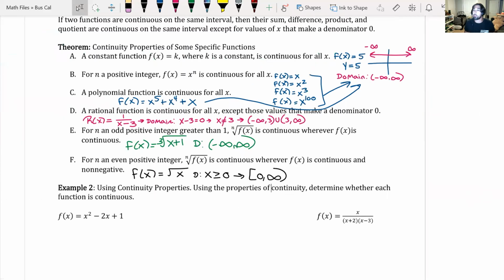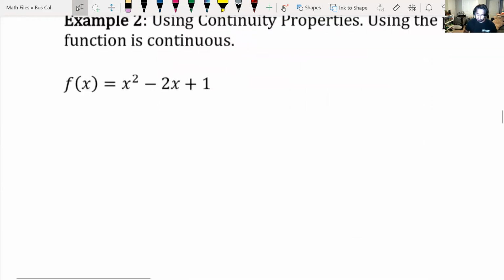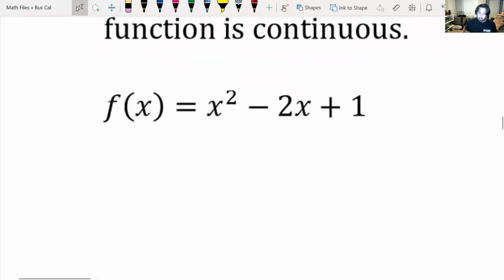All right. So those are good examples of domain, which means we have more examples below. All right. So this one says, using continuity properties, which are the ones above, determine where these functions are continuous. And it is important to know what type of function we're dealing with. So the first function, well, x squared minus 2x plus 1. Guess what type of function this is?